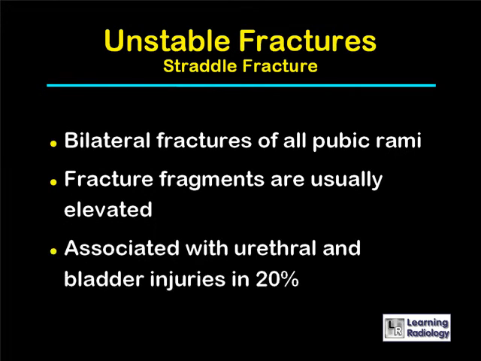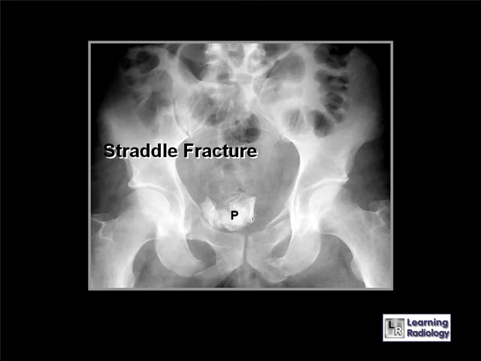Straddle fractures are bilateral fractures of all of the pubic rami. The fracture fragments are usually elevated relative to the remainder of the pelvis, and they are frequently associated with injuries to the urethra and to the bladder. This is an example of a straddle fracture. The P is on the packing in the pelvis. You can see there are bilateral fractures of the ischia and bilateral fractures of the pubic bones. The fracture fragments in this case are not elevated.